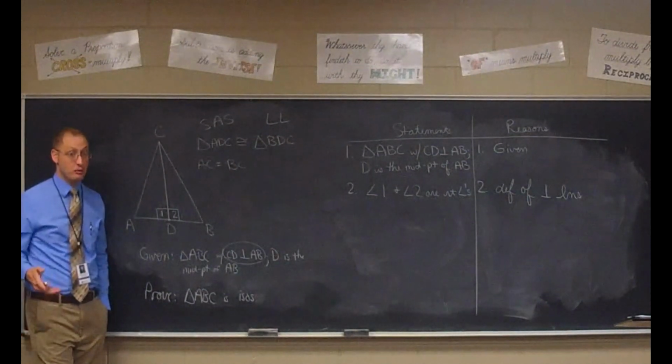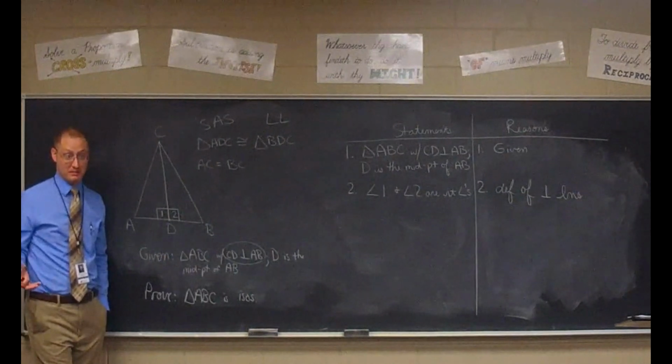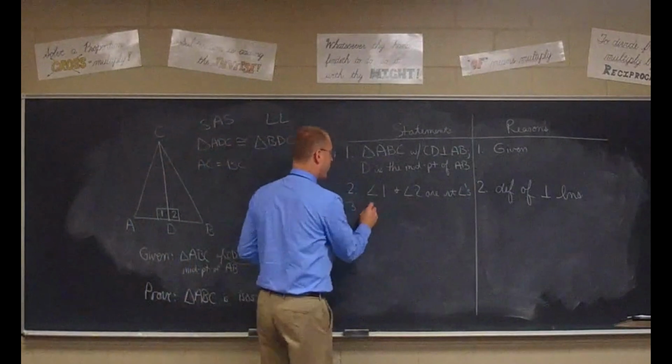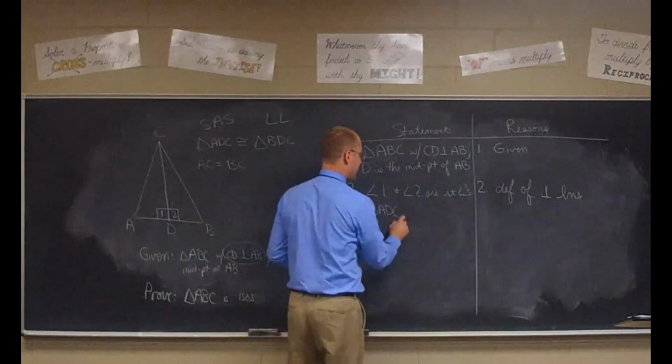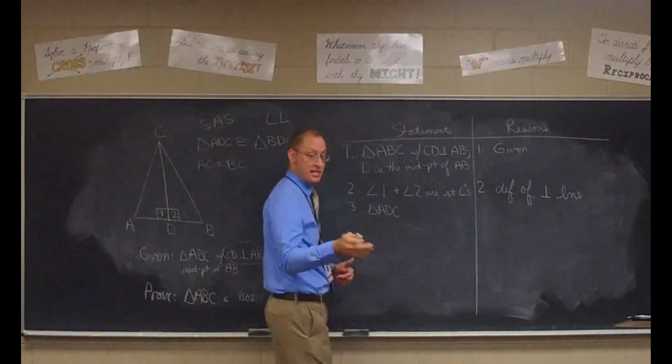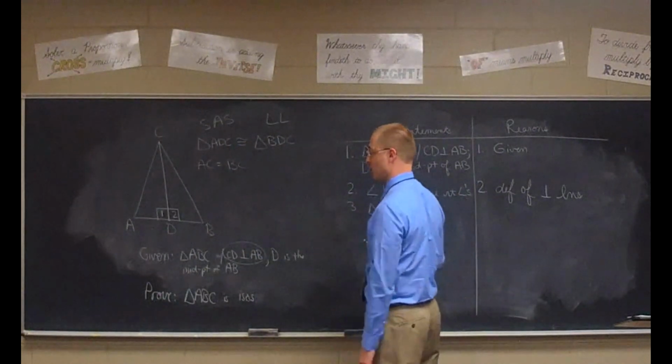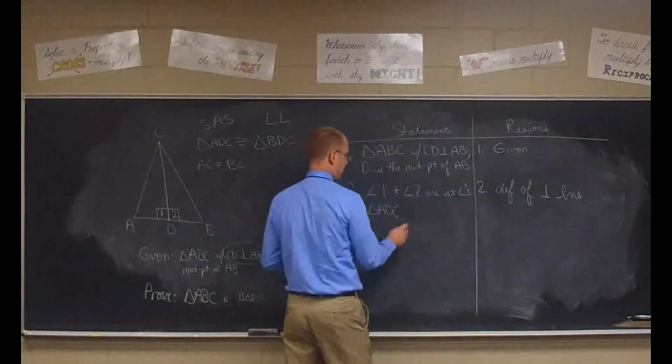Because that's the definition of a right triangle, isn't it? A triangle with a right angle in it? So I know that triangle ADC is a right triangle, but that's not the only one. What else must be a right triangle? CDB. CDB or BDC.